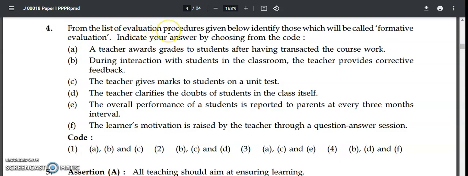From the list of evaluation procedures given below, identify those which will be called formative evaluation.